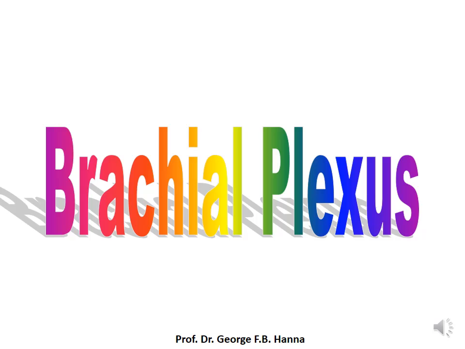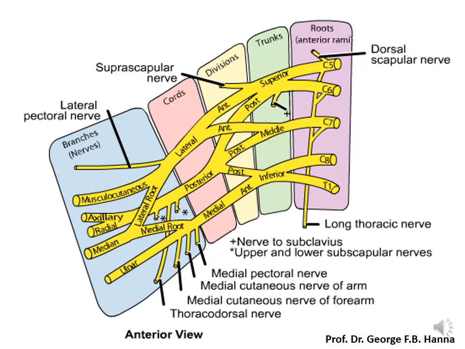Let us revise together or have a quick look at the brachial plexus. This is the mode of formation of the brachial plexus. As you all know, and I'm just going to concentrate on that, each trunk, upper, middle and lower trunks, will divide into anterior and posterior divisions as it shows here.